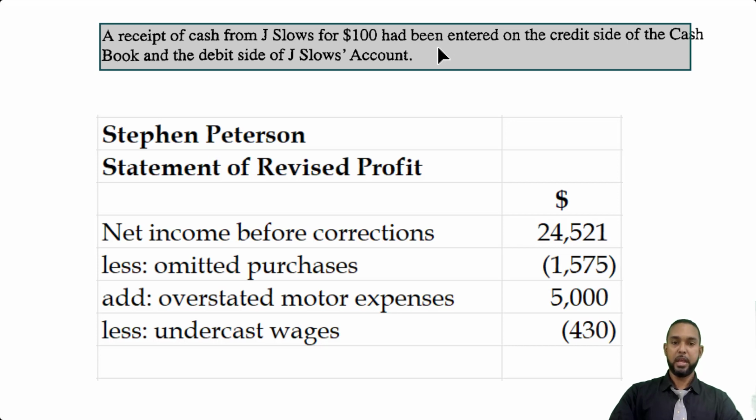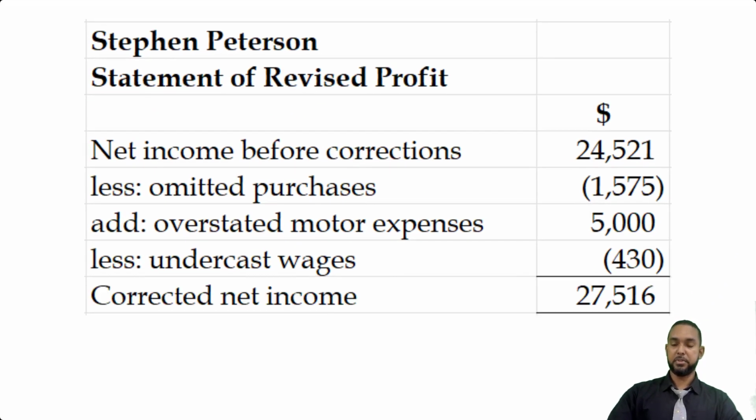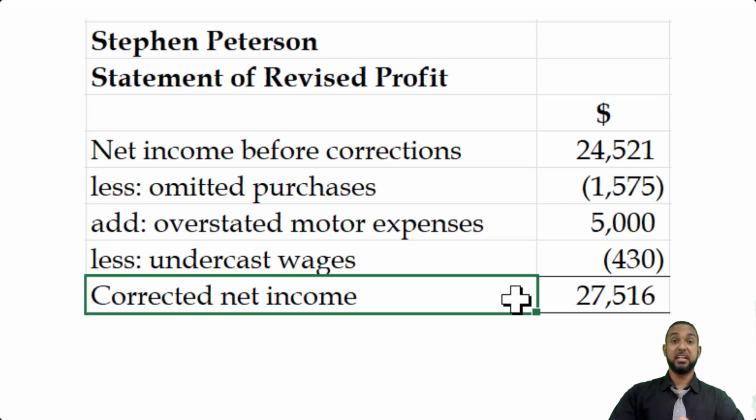Now the last error was a reversal of entries that had nothing to do with expenses or revenues. It was just a receipt from a debtor, I'm assuming. So all we have to do now is add and subtract, do the arithmetic, and we're going to get 27,516 for corrected net income. And that's the end of this question.